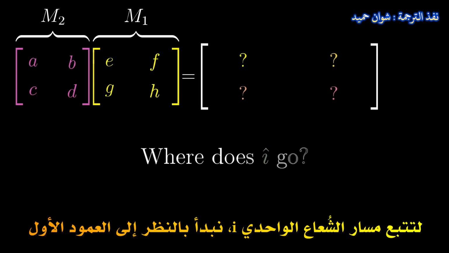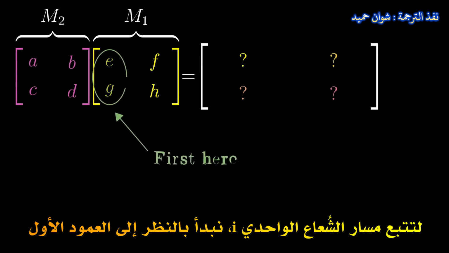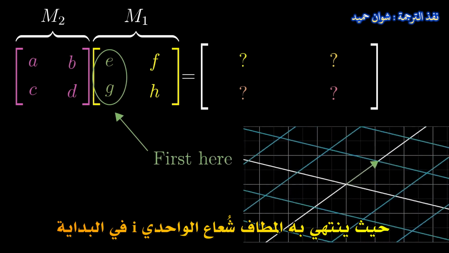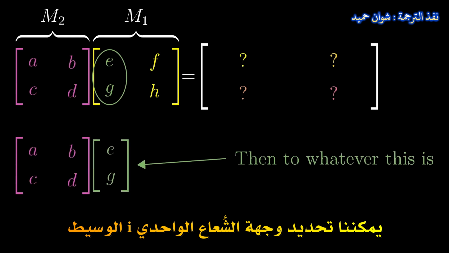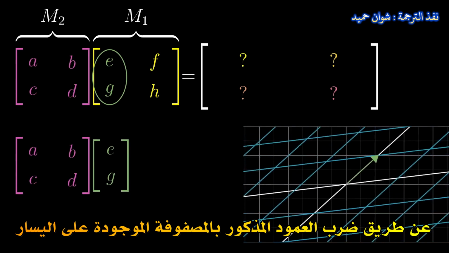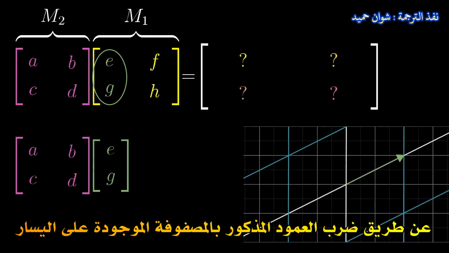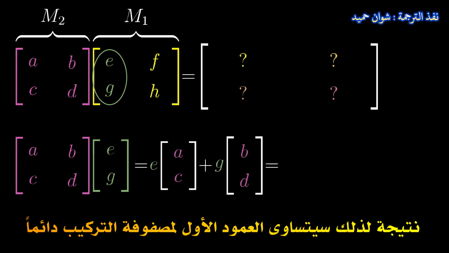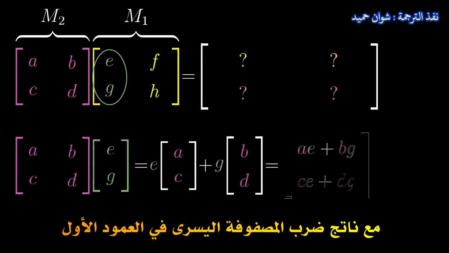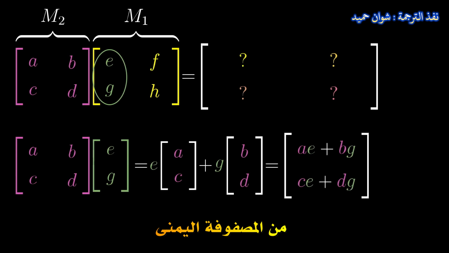To follow where I hat goes, start by looking at the first column of the matrix on the right, since this is where I hat initially lands. Multiplying that column by the matrix on the left is how you can tell where the intermediate version of I hat ends up after applying the second transformation. So the first column of the composition matrix will always equal the left matrix times the first column of the right matrix.